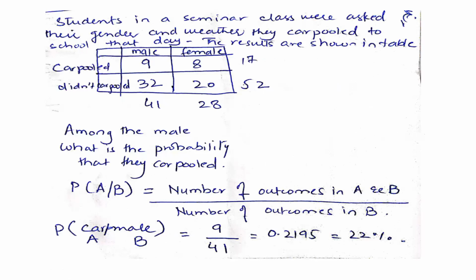Now this is the example of conditional probability in which a seminar class was there, and students in the seminar were asked about their gender and whether they carpooled, and this was the data that they got. Carpooled: 9 males, and didn't carpool: 31. Then we calculated the conditional probability, that is the number of outcomes in A and B over the number of outcomes in B. We are conditioning it with B, so it comes in the denominator. And we will find it with division as well, and it is 9 by 41.